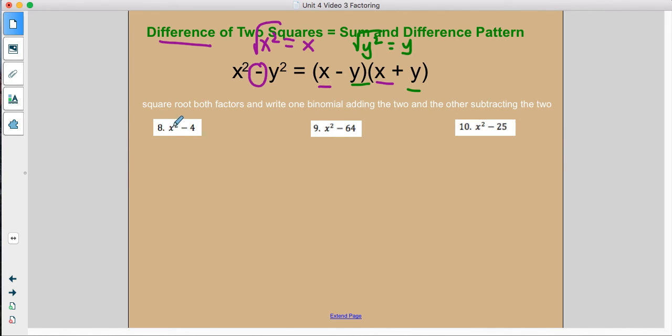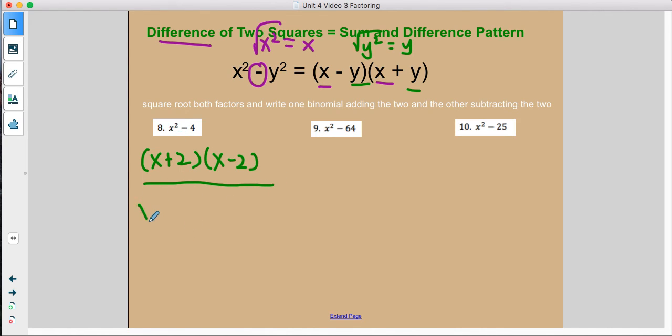Here we go. I see x squared and 4, so 4 is a perfect square, and it's being subtracted, so I can write it as x plus and x minus. Now, what is the square root of 4? 2, so it's x plus 2, x minus 2. Done.